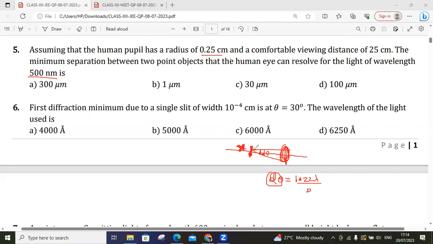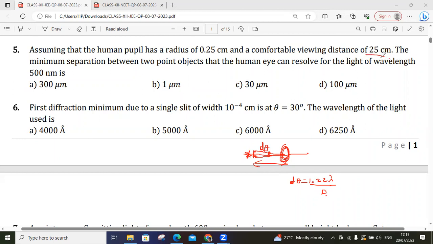Okay, sorry, this will repeat actually. These two are the objects. This will be theta actually. This is theta. Theta is 1.22 lambda by d. So we get this theta. They want this x actually, or this distance they want, and this distance is given.